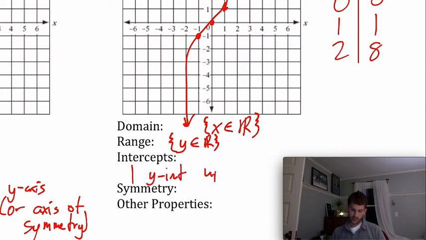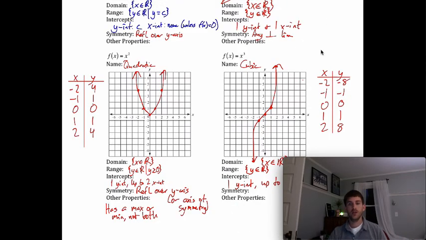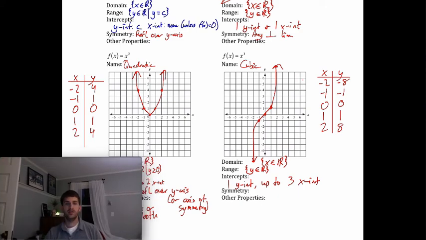And then we're going to say up to 3 x-intercepts. Now this one only has one x-intercept, but you could have a cubic that looks like this, where it touches the axis 3 times. It's going to have up to 3 x-intercepts.